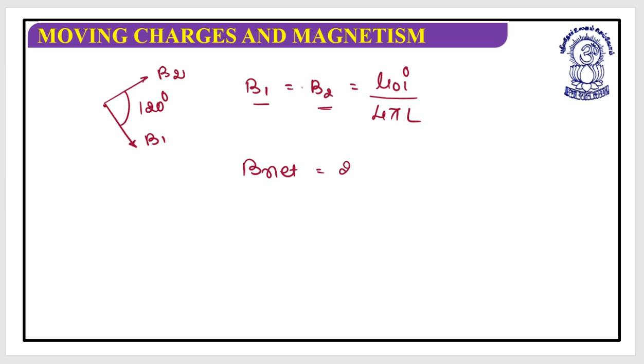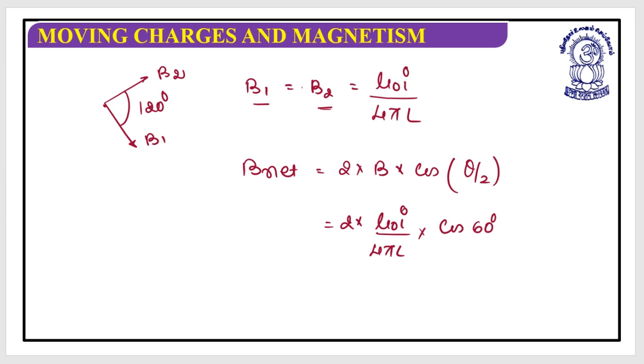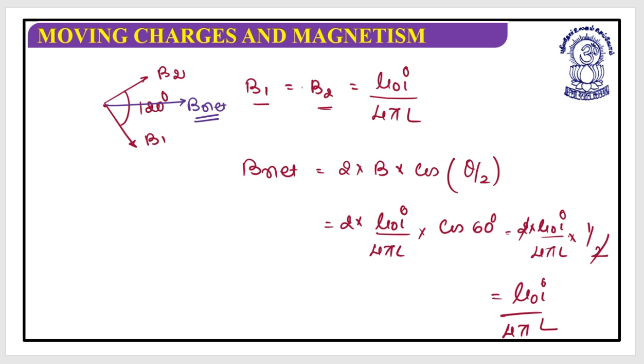This B net should be equal to 2 into B into cos of theta by 2. That is equal to 2 multiplied by mu naught I by 4 pi L multiplied by cos 120 by 2, which is cos 60 degrees, and cos 60 is half. So this is 2 multiplied by mu naught I by 4 pi L multiplied by 1 by 2. This 2 has gone, and the remaining term is mu naught I by 4 pi L. Yes, this is the direction of B net. This is B net, mu naught I by 4 pi L.